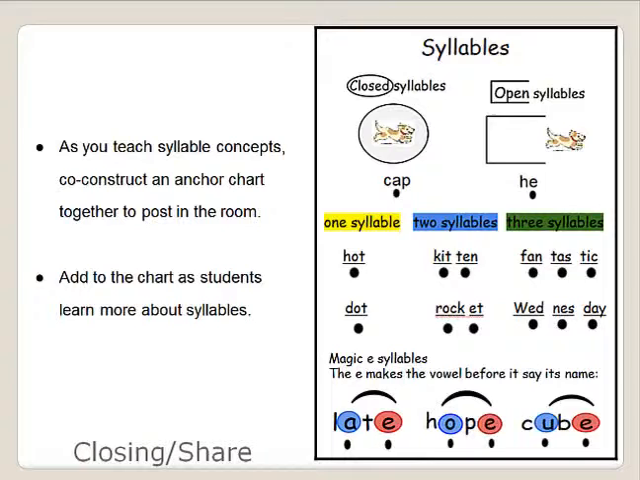As you teach syllable concepts, co-construct an anchor chart together to post in the room. You might add to the chart during the focused instruction phase or during a wrap-up or share. Add to the chart as students learn more about syllables.